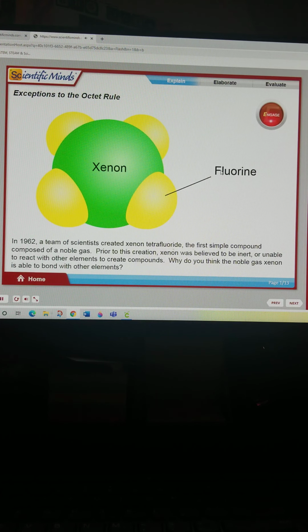In 1962, a team of scientists created xenon tetrafluoride, the first simple compound composed of a noble gas. Prior to this creation, xenon was believed to be inert, or unable to react with other elements to create compounds. Why do you think the noble gas xenon is able to bond with other elements?